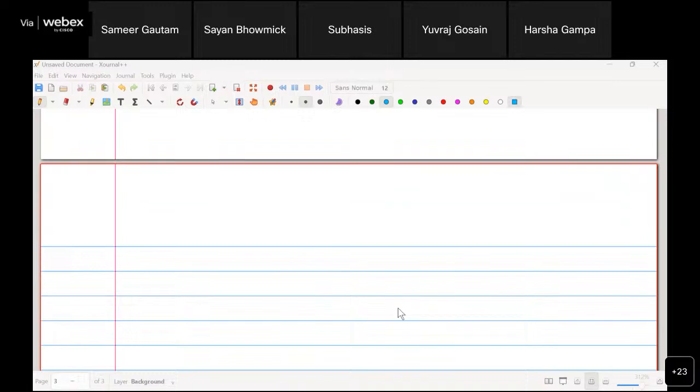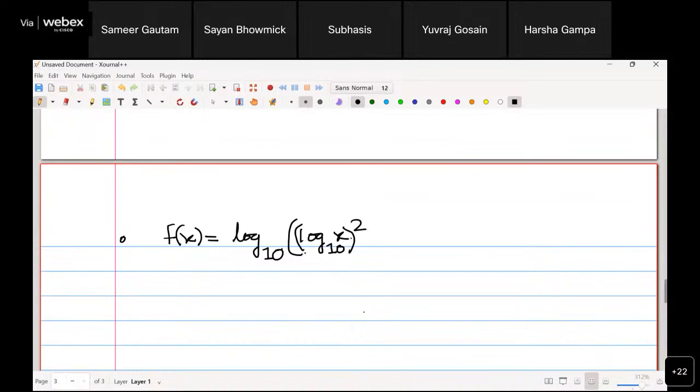Okay, so let me pick this question. This is question number 3. Can one of you tell me what the question is? Sir, f of x is equal to log base 10 of, bracket, log base 10 x, whole square, minus 8 log base 10 x plus 15.